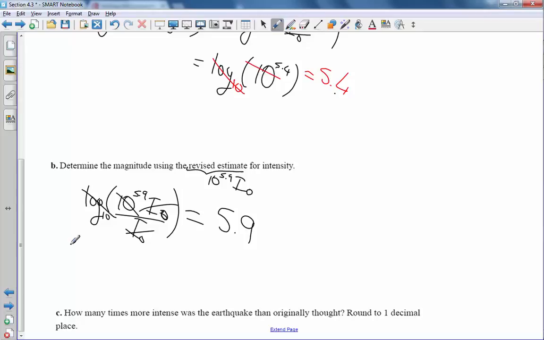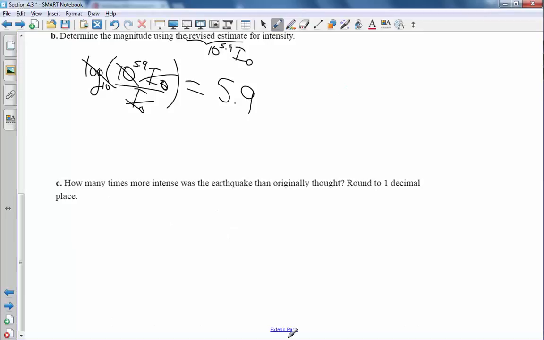Actually it asks how many times more intense. That was my next question. We need to compute that. How many times more intense was the earthquake than originally thought? Round to the first estimate. So for this you need to take the raw data. This is the revised number. This is the old number. They just want the ratio of these, so you can figure out how many times stronger the revised one is than the old. I said estimate 6, but let's compute it more precisely.